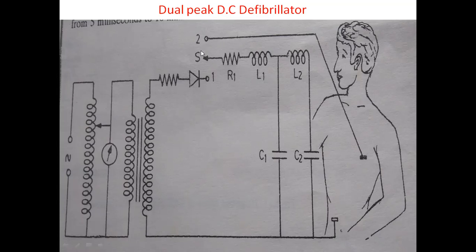Okay, so that discharge voltage is directly applied to the heart of the patient through the chest walls. Like this, C1 gives one peak value and C2 gives the other peak value. Due to that, this is a dual peak DC defibrillator.